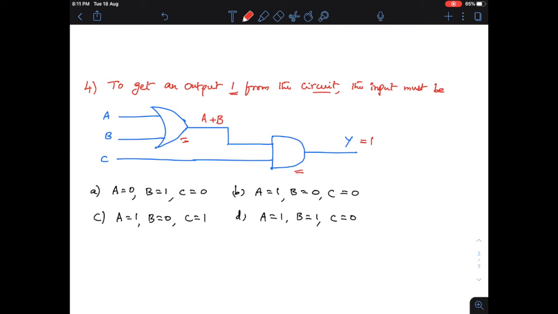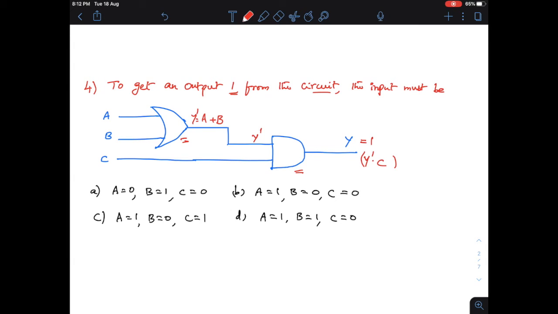Now C is one input. Now this is an AND gate. For an AND gate, the output will be the product of these two inputs. So here A plus B, let us say Y. Y dot, so the output is Y dash, because here we have Y, so Y dash dot C, because it is an AND gate.